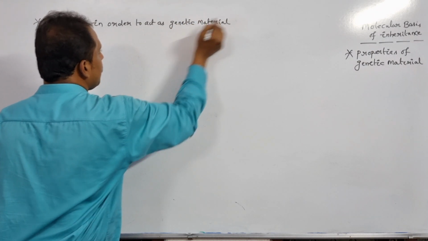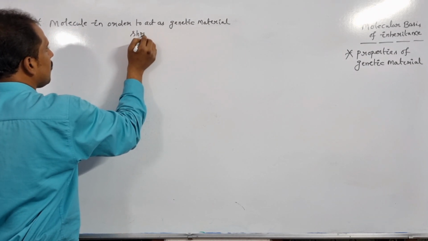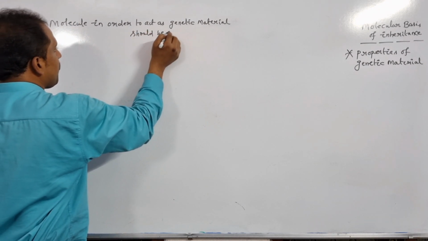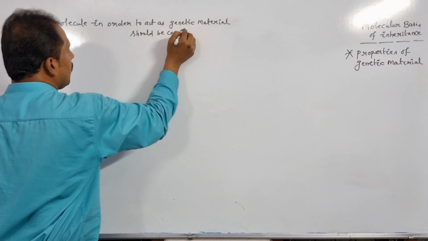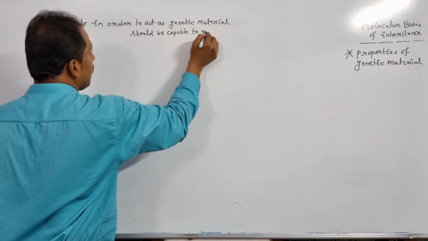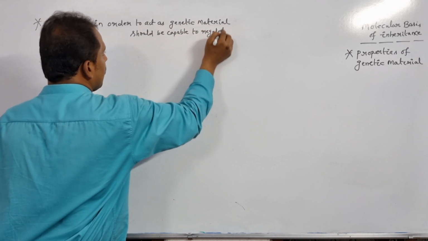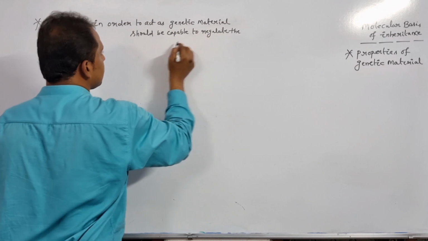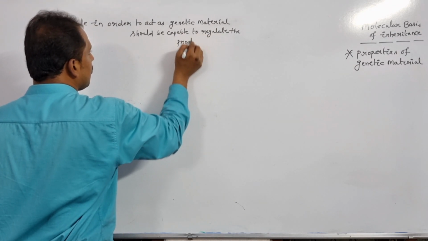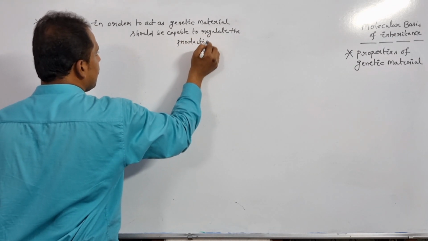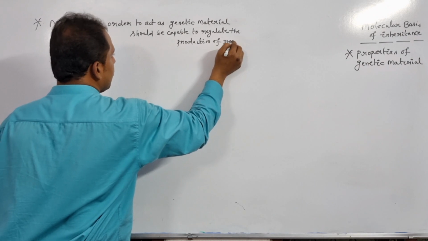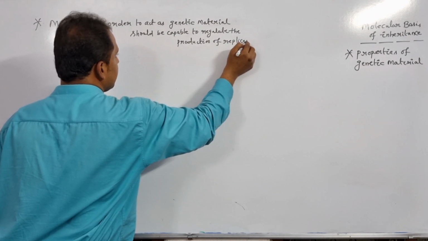As already mentioned, a molecule, in order to act as genetic material, should be capable to regulate the production of replicas during the replication mechanism.